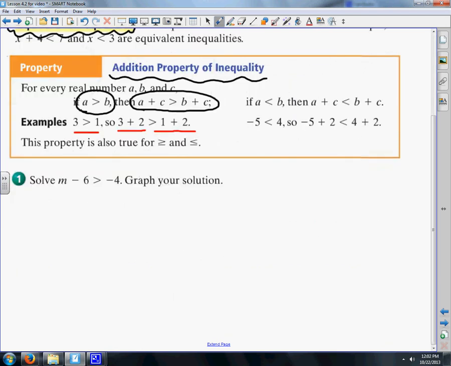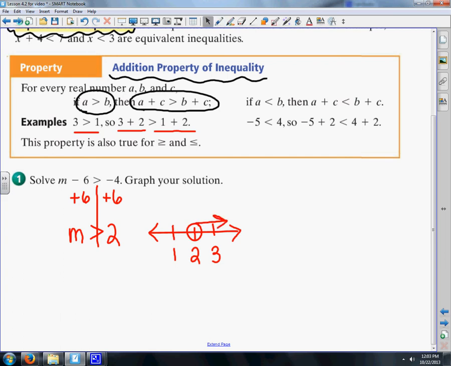So here's your equation. Solve m minus 6 is greater than negative 4 and graph your solution. So for this, I'm going to draw my line. I'm going to add 6 to both sides. So then I have m is greater than 2. And then I just draw a quick little graph. And I look and see, okay, it's going to be an open circle and it's everything greater than. So that's all you have to do.